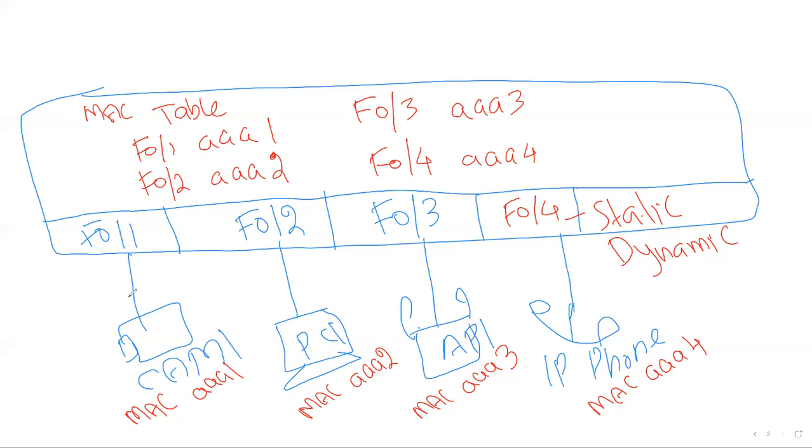So the system uses the ARP protocol to inform its neighbors and learn who they are. There is a procedure, and we'll learn it in the next session.